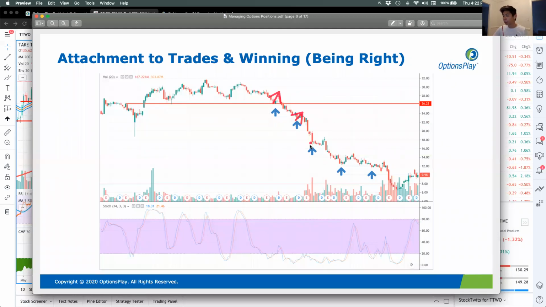So you say, well, okay, at this point, the RSI is so oversold that it must bounce, right? It's oversold, it's got to bounce. So you buy a little bit more, thinking, well, let me just do this one last trade and hope that I get myself back to break even.